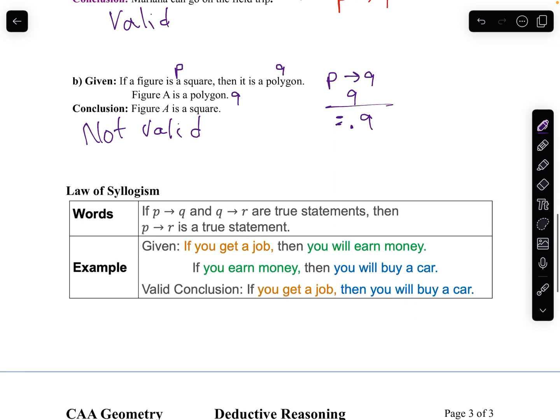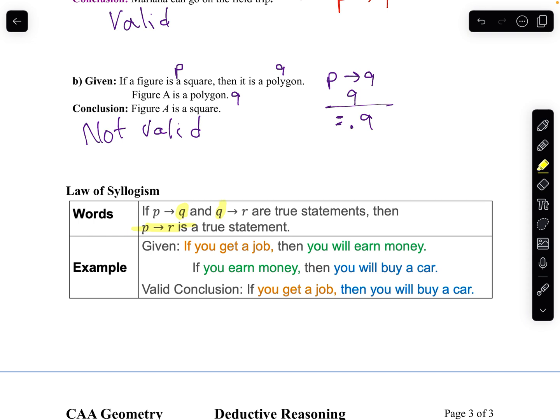Now, the law of syllogism is a little bit different, and I think it's a little bit easier. The law of syllogism says, if P happens, then Q happens, and if Q happens, then R happens, therefore we can say, if P, then R. In other words, this only works if your first conclusion is the same as your second hypothesis. They've got to be the same.